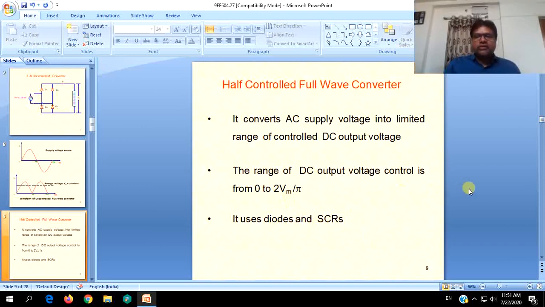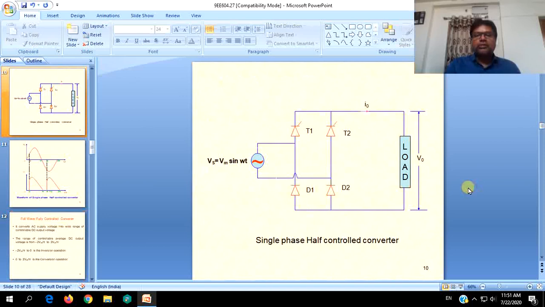The same bridge circuit which we have gone through can be visualized over here. In the previous circuit all the devices were diodes. In this one, a diode is replaced by an SCR in both the directions. How these will work we will discuss later. Just remember that in the previous circuit D1 and D2 were conducting together and D3 and D4 were conducting together.